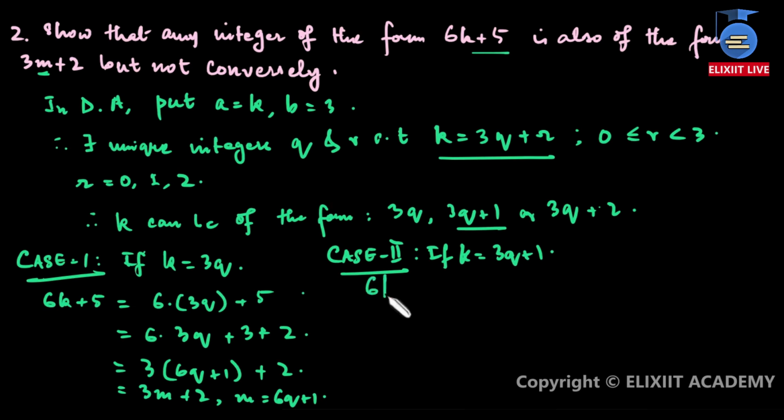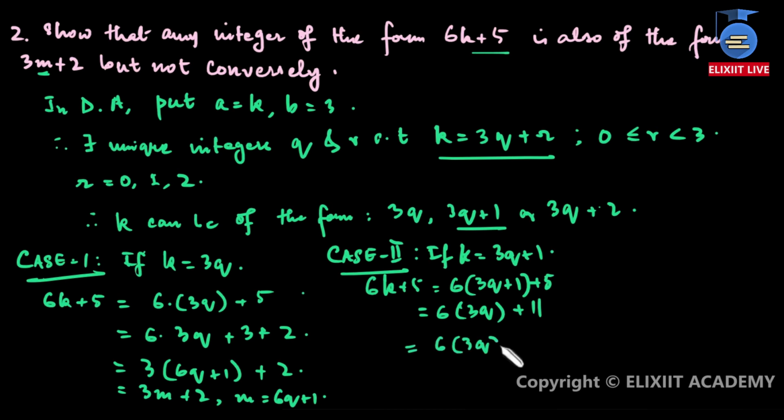We have 6k plus 5, so 6 into 3q plus 1, plus 5. Which means that multiply this, 6 into 3q, and this is 6 plus 5, which is 11. Again write this as 6 into 3q, and this 11 we write as 9 plus 2. Why will we write this as 9 plus 2? Reason being, from this particular part, 3 will come out as common. You need 3, not 6.